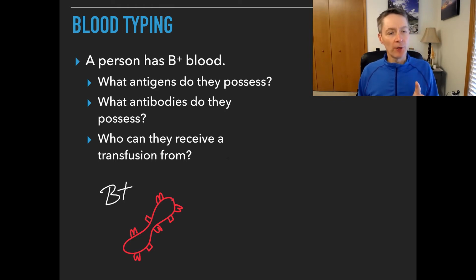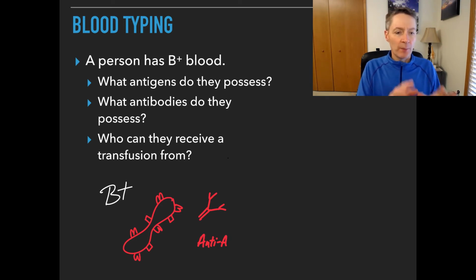I also know that this person would automatically have the opposite when it comes to the ABO system, when it comes to antibodies, right? So as for what antigens they possess, Bs and Rhs. What antibodies do they possess? Absolutely anti-A.